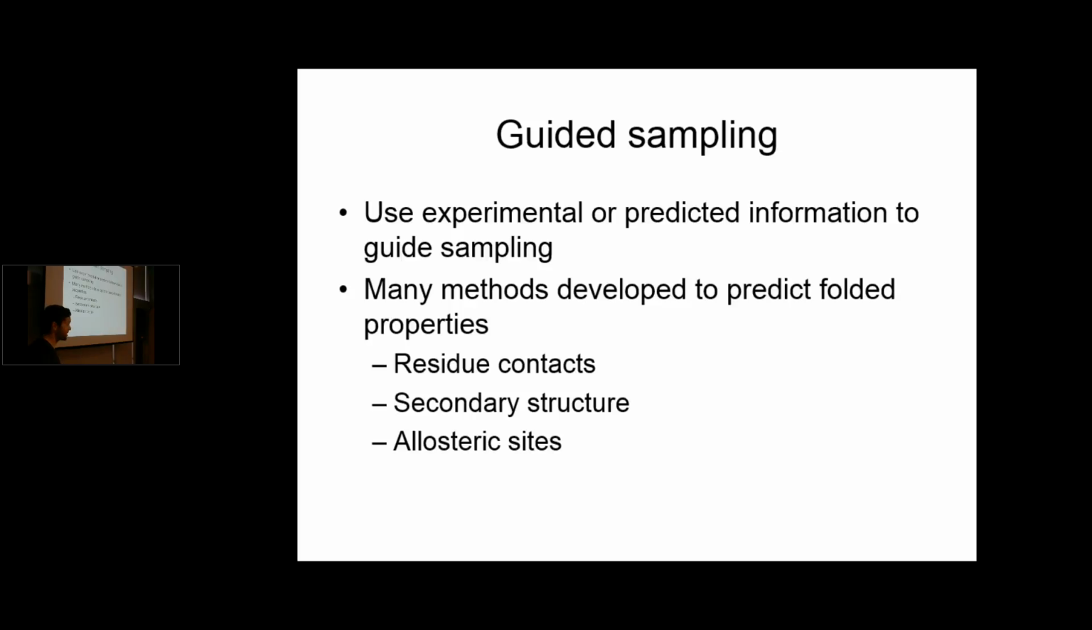So we can also consider that there are many methods already developed that can predict some structural information about our proteins. You can predict contacts, the secondary structure, allosteric sites. You could use all of this information to guide your sampling to a region which you are interested in, if you have this information.